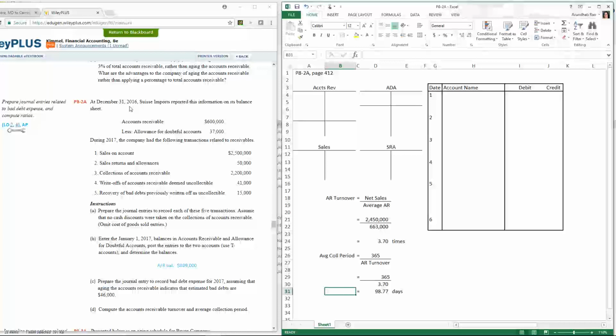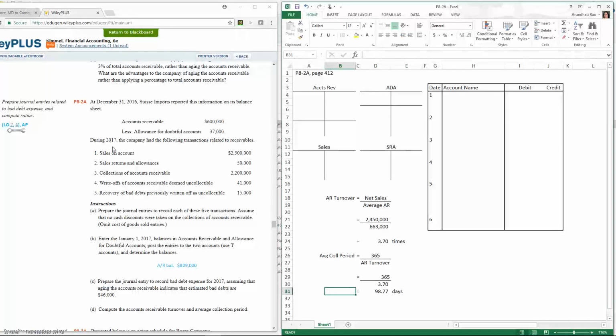At December 31st, 2017, we have $600,000 in accounts receivable, and we have estimated that $37,000 is most likely not going to be collected. So we call that allowance for doubtful accounts, $37,000. 600 minus 37 is the net receivables.